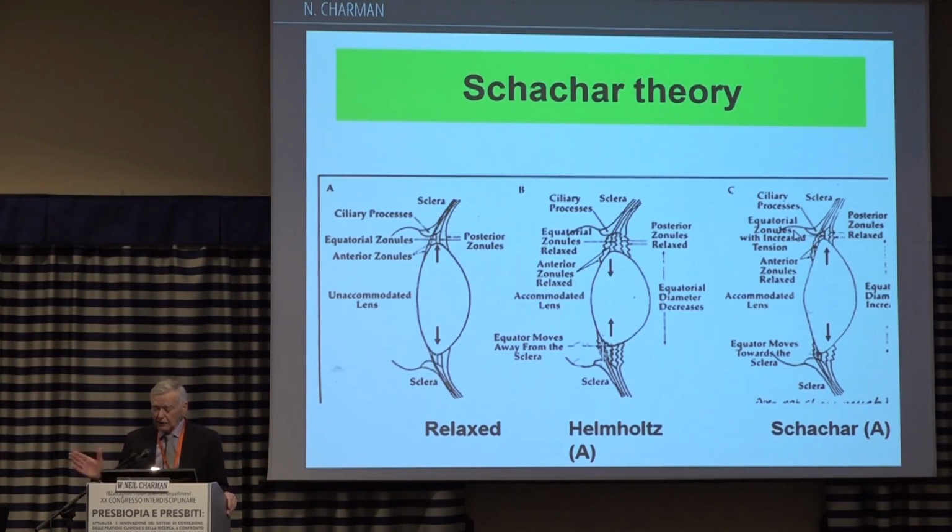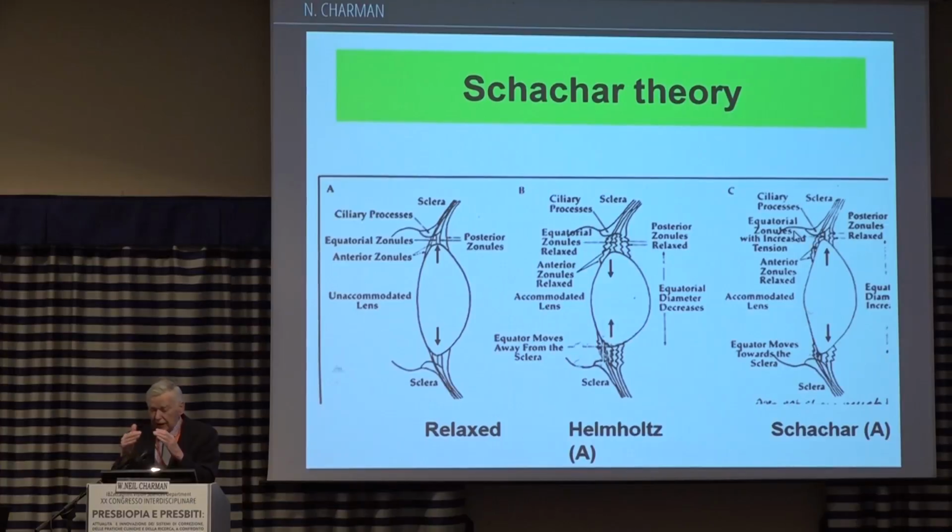Schachar said, no, that's not right. There are some fibers whose tension increases, and so the periphery of the lens moves outwards, as shown by the little arrows, and the lens surface becomes not spherical, but almost like a cone with a slightly curved central area, which gives the increased power.